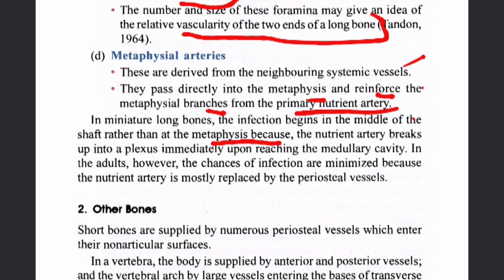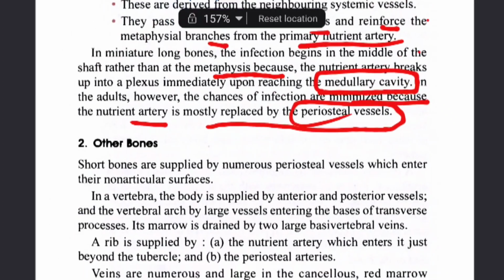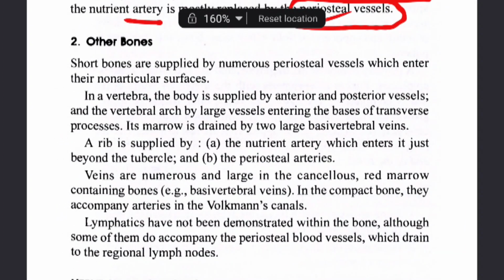Why? Because the nutrient artery breaks up into a plexus immediately upon reaching the medullary cavity. When the nutrient artery enters the medullary cavity, it breaks and forms a plexus. We have seen the ascending and the descending branches. In the adults, however, the chances of infection are minimized because the nutrient artery is mostly replaced by the periosteal vessels. So that artery is present in the young bone. After that it is replaced by the periosteal vessels. Then we talk about the other bones.